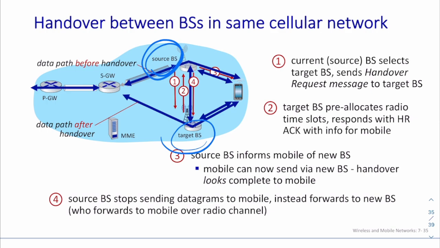So the mobile can now send via the new BS because it is associated with the new BS. And now, after you switch to a new BS, for the mobile, the handover looks complete. But actually, if you are watching live streaming video, the live stream video keeps being forwarded to the source BS.